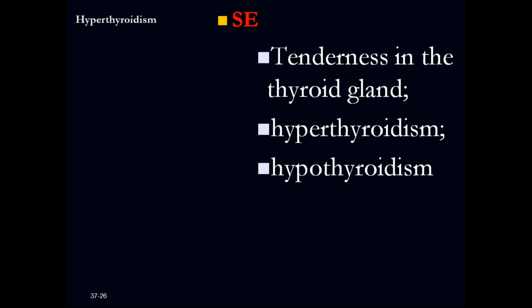All right, so side effects, you can have hyperthyroidism. If you're taking medication for hyperthyroidism and you still have signs and symptoms of hyperthyroidism, what does it mean? That is not enough dose. But if you receive medication for hyperthyroidism and you have signs and symptoms of hypothyroidism, that means that you have too much medication.